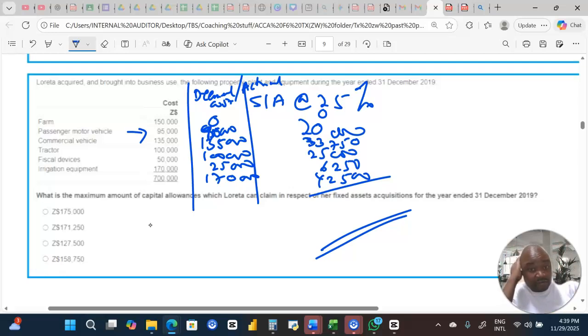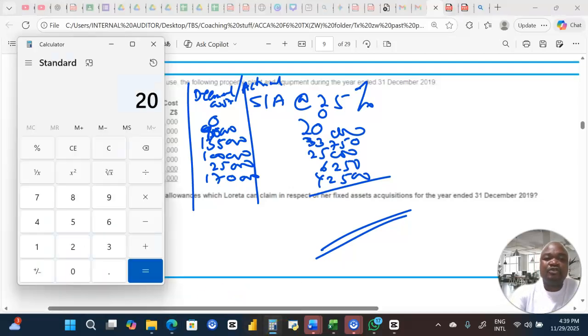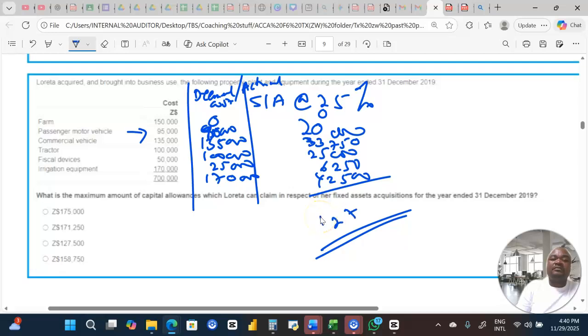So the total amount we should get there: 20,000 plus 33,750 plus 25,000 plus 6,250 plus 42,500. That's 127,500. And this should lead us to that.